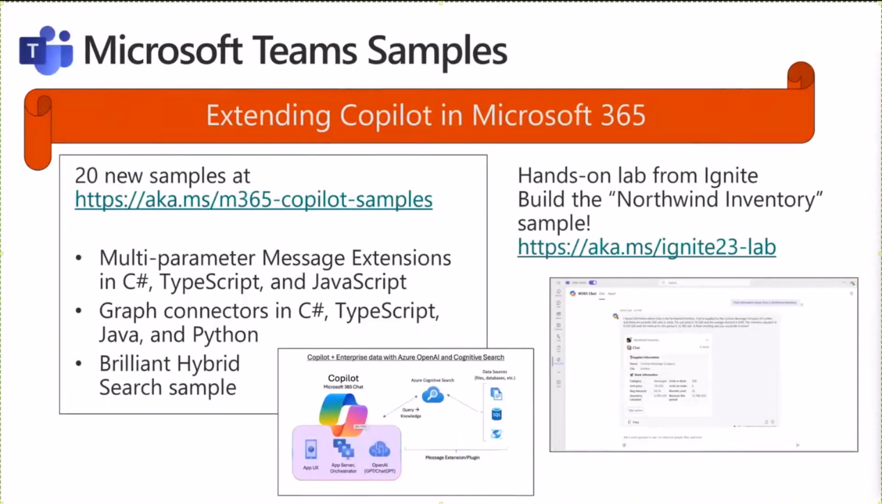No, this is good. Anyway, so quickly on the Microsoft Teams samples, we do have 20 new samples available at aka.ms/m365copilotsamples. And again, you might be wondering, Teams samples, Copilot samples. Well, it is the same technology. In the Copilot, we're using Microsoft Teams messaging extensions as plugins, and then there's the Microsoft Graph connectors to feed the content into the index or semantic index, and all of that is available.